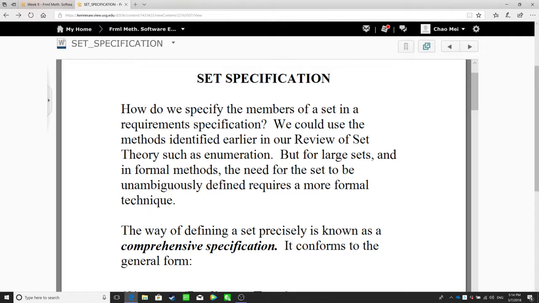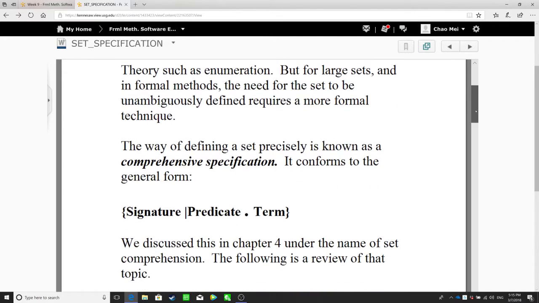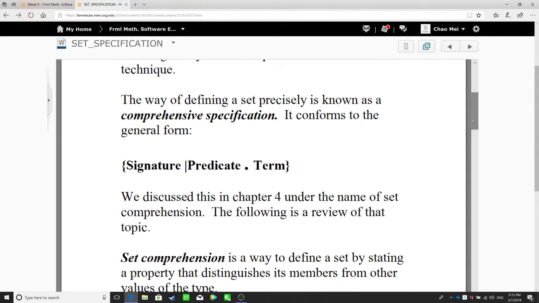How do we specify the members of a set? First thing we can do is enumeration. We list everything there, but it's not efficient, especially when you have a bigger set with maybe 1,000 or even an infinite number of elements. So here we use this comprehensive specification to specify this set.